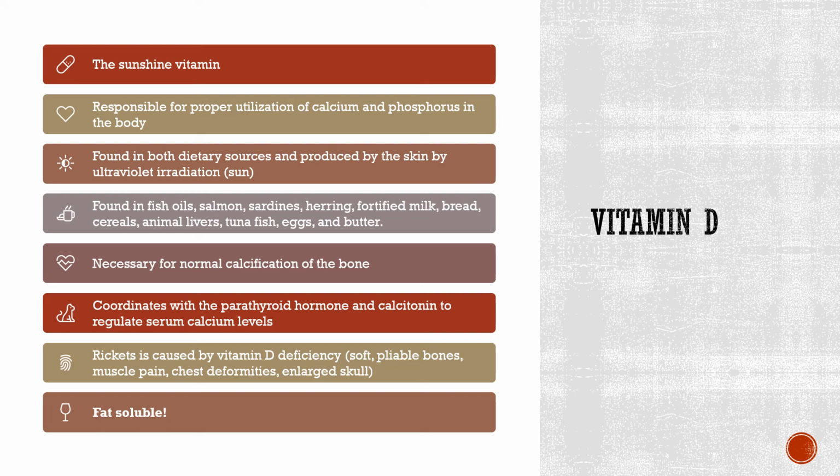It's found in fish oils, salmon, sardines, herring, fortified milk, bread, cereals, animal livers, tuna fish, eggs, and butter. It is necessary for normal calcification of bone. So I want you to think, when you're thinking about bone, circle that, then maybe you're thinking about calcium, right? Can't see that red on red. I want you to link vitamin D and calcium together in your mind.